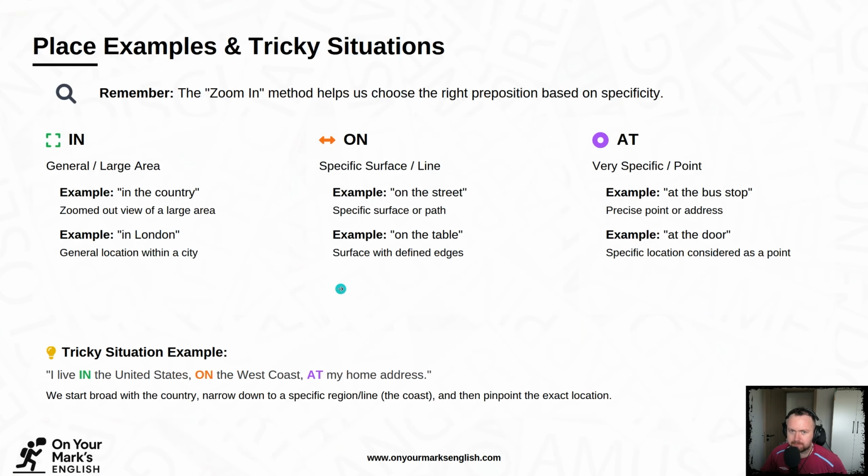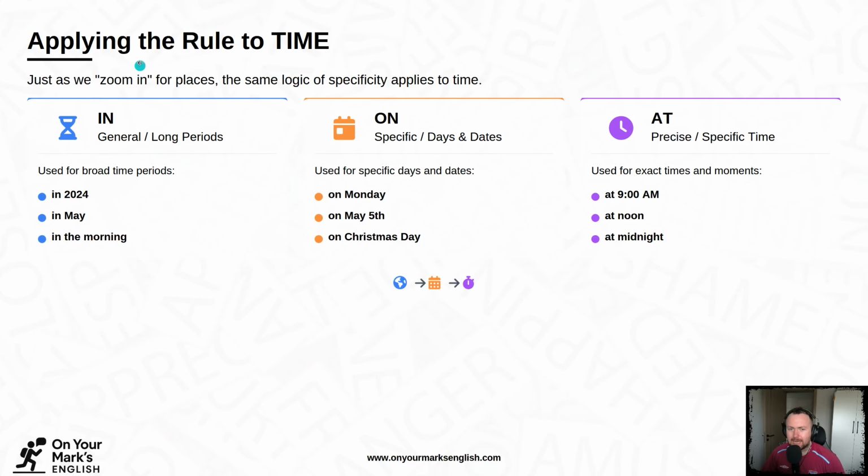Very easy, guys. Now we're going to apply this rule to time. Just as we zoom in for places, the same logic of specificity applies to time. So we use in for broad periods of time. In 2024, in 2025, in 1993, in May, in June, in July, in August, in the morning, in the afternoon, in the evening. We use on for specific days or dates.